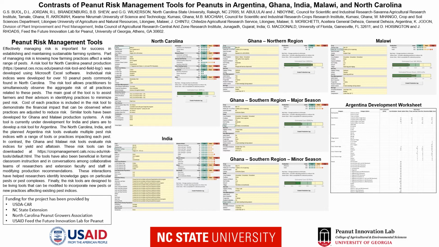They have also been useful to research and extension teams as they collaborate to identify knowledge gaps for pest complexes and update production recommendations as new tools and pests are introduced into a system. Finally, the risk tool framework has proven to be flexible enough to handle diverse peanut production systems, as well as allowing risk tools to be modified to account for new production practices and pest indices.